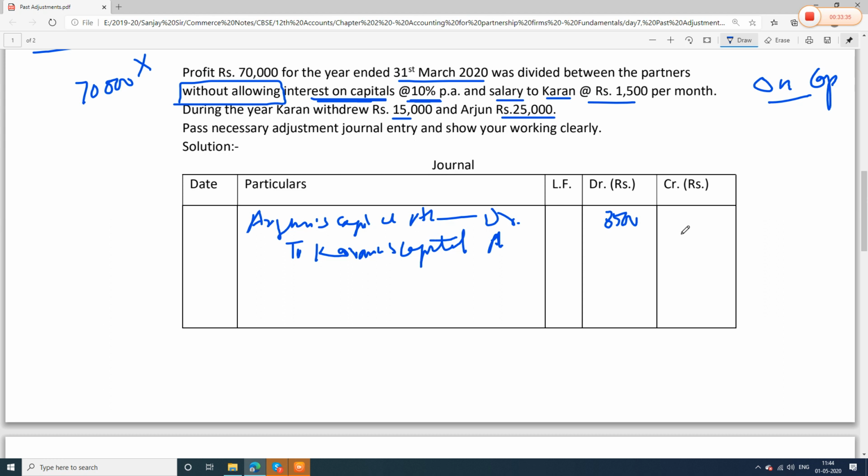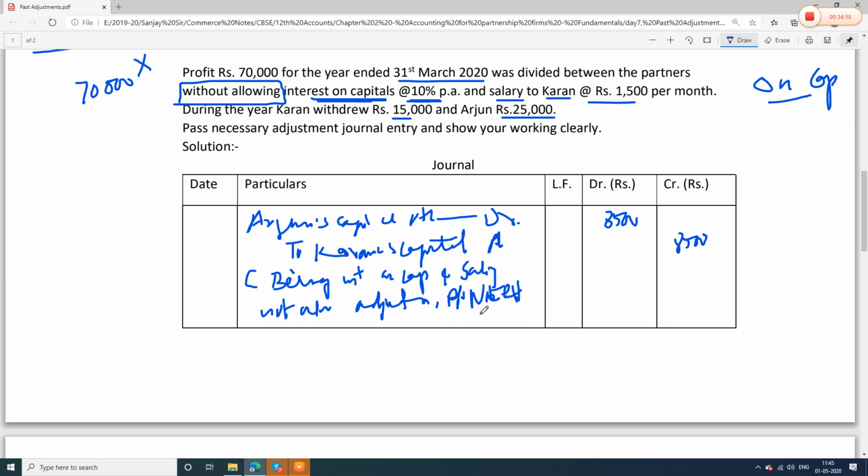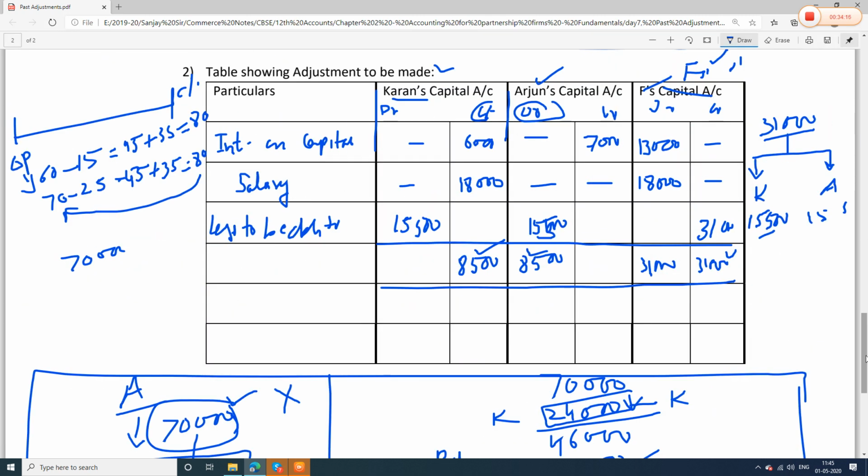8,500. What will be the narration? Narration will be: being interest on capital and salary, which we forgot last year and was not allowed, adjusted. We did the adjustment, and you can write RFR, meaning refer note number. Note number means working note number 2 that we have made.